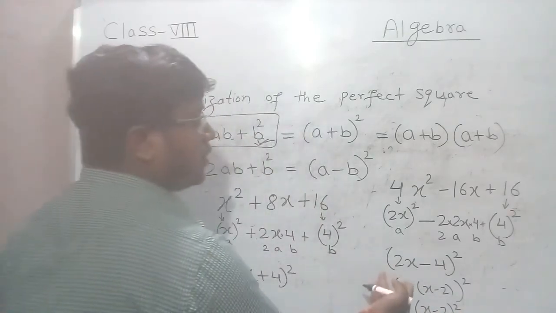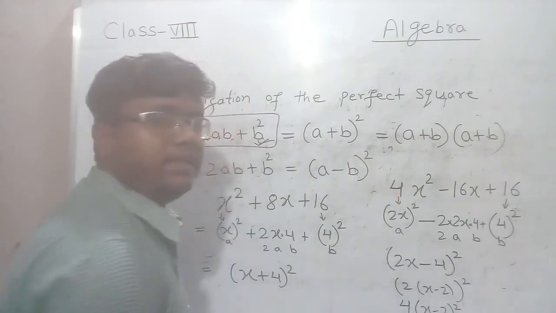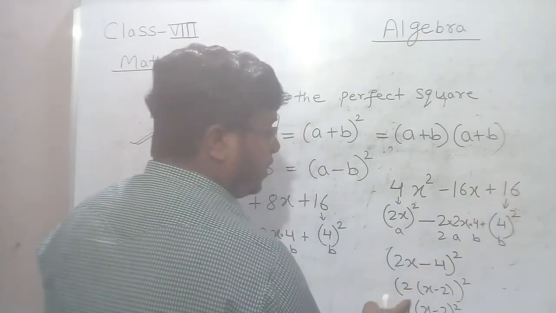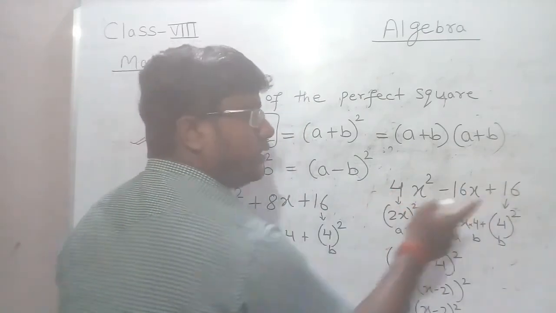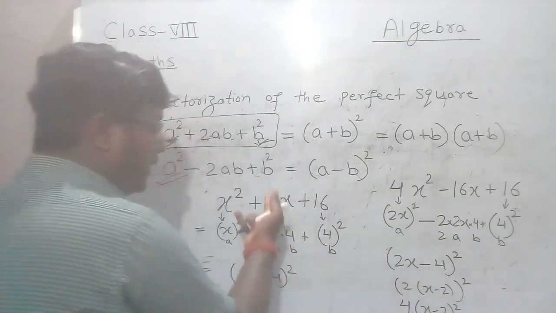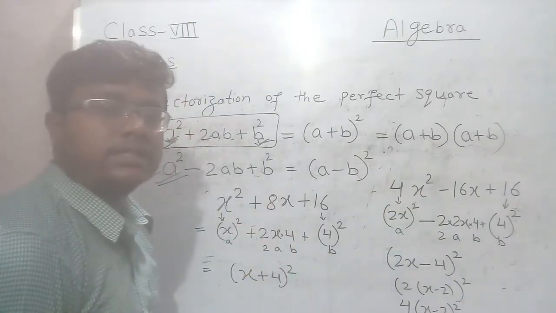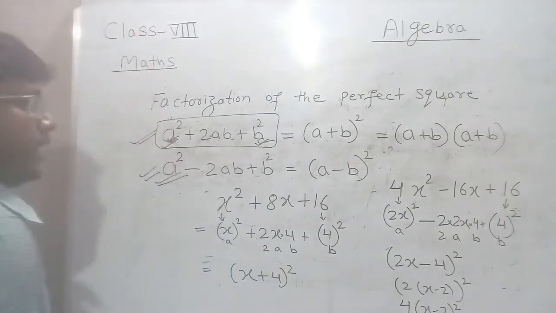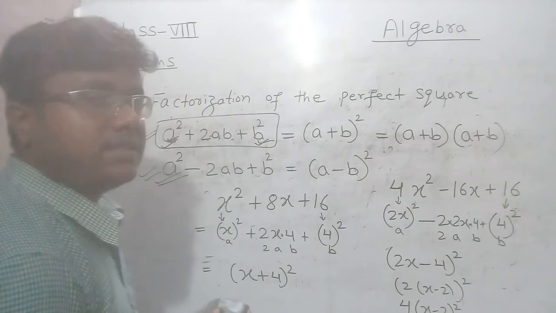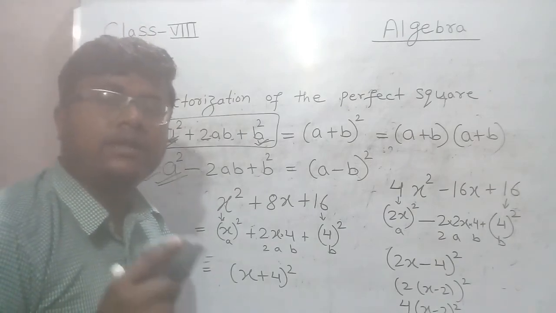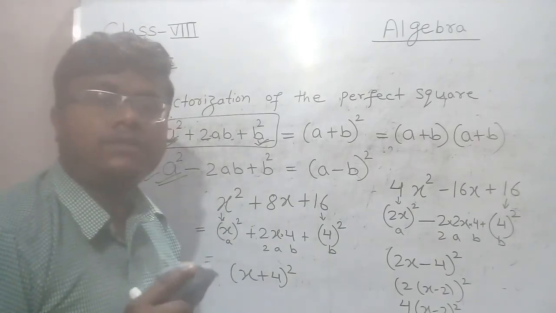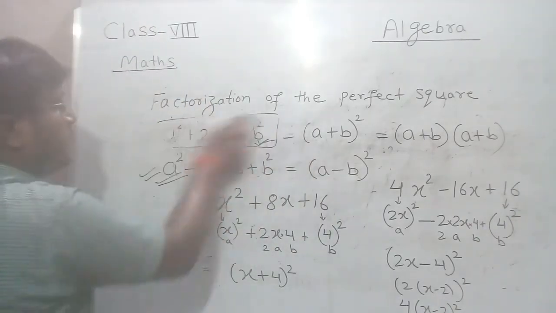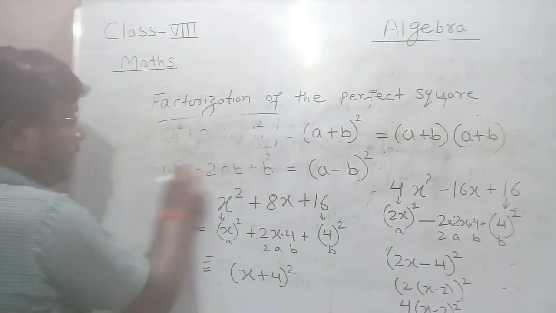Or you can take this 4 common in the first step only, 4, 16, 16. Then you can proceed in this way. Is it clear? So I will give you some questions to practice based on factorization of difference of squares and factorization of perfect square type. Please all try this type of question, it will be beneficial for you.